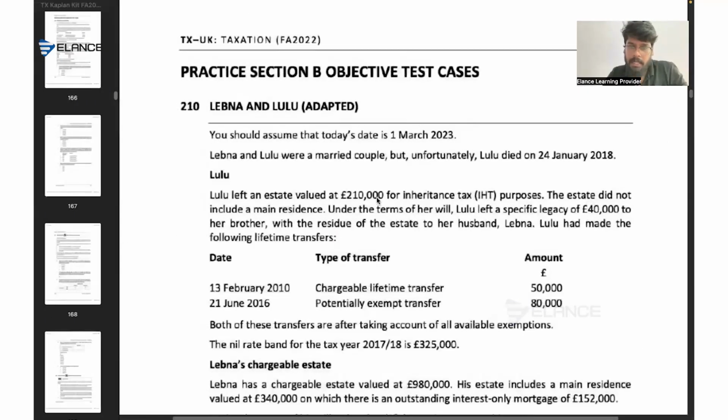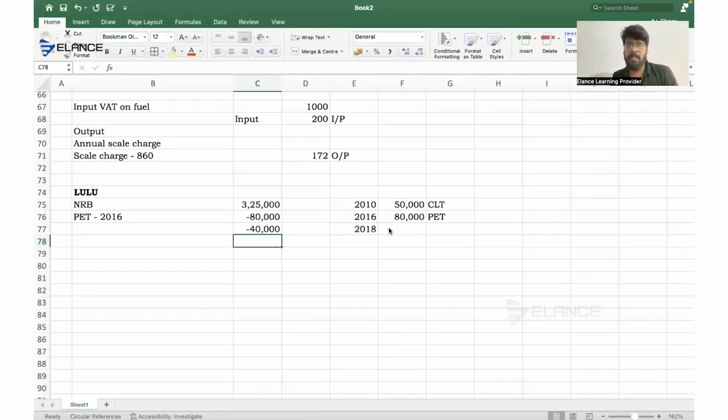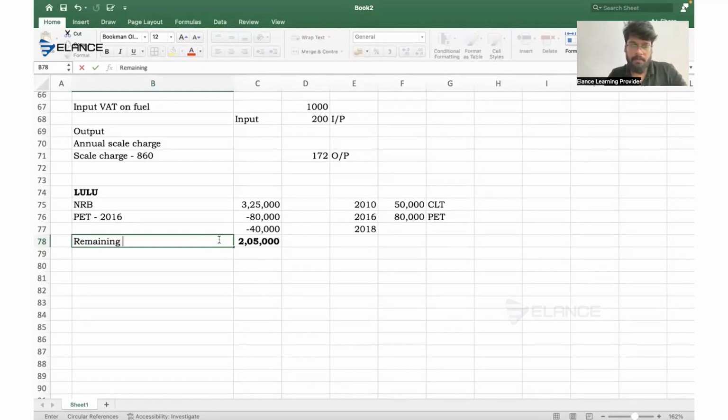And of the remaining death estate, out of this 210,000, 40,000 was transferred to the brother, and the remaining amount was transferred to husband Lebna. So this remaining amount will be completely exempted. The first spouse transfer is always exempted from IHT. So the nil rate band is 325,000. Out of this 325,000, only this much was used by Lulu. The remaining normal nil rate band is 205,000.